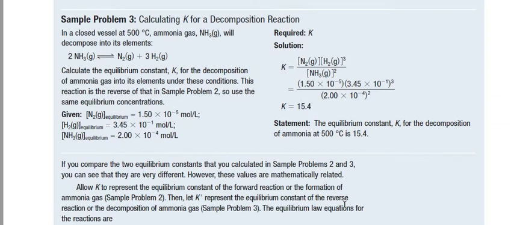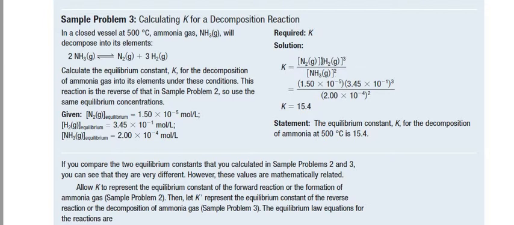Next one, calculating K for the decomposition reaction. We have a closed vessel at 500 degrees Celsius, and ammonia gas will decompose into its elements. 2 ammonia gas is decomposed to nitrogen plus 3 moles of hydrogen. And the molar concentrations are given at equilibrium. We have this for nitrogen, for hydrogen, and for ammonia.